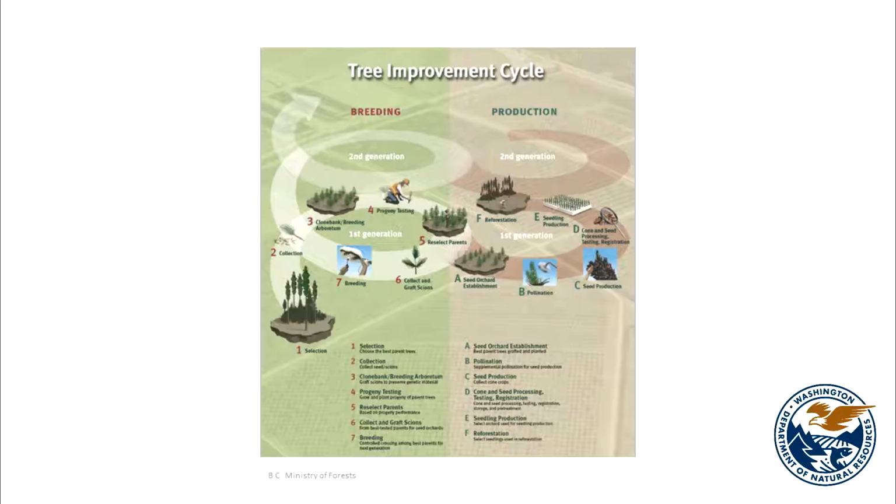The tree improvement cycle isn't valuable if it doesn't move into the production or the operational side of things. And so once parents are selected, seed orchards are established, and those seeds are processed, the cones are processed, and we end up with the seedlings, and these are the trees that you would pick up from Webster Nursery.